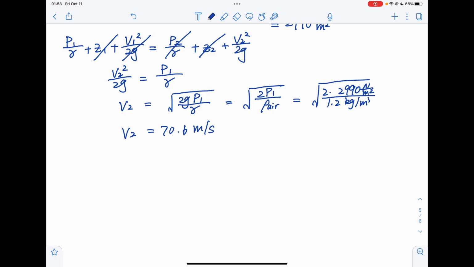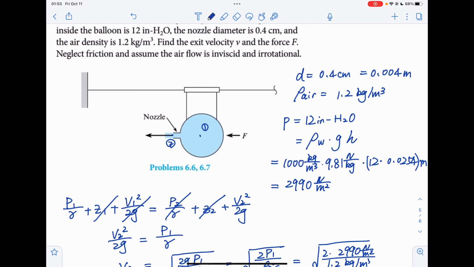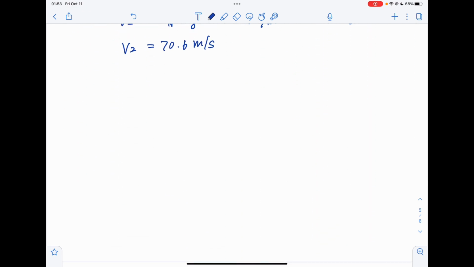The next step is to find the force. We're going to use the momentum equation in the x direction, which is the horizontal direction, to find the force. So let's write down the momentum equation. So the sum of force in x direction will be equal to the mass flow flowing out times the velocity minus the mass flow flows in times velocity.